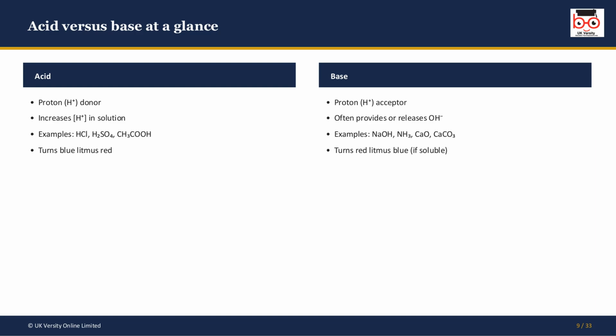Let's contrast acids and bases at a glance. An acid is a proton donor that raises the hydrogen ion concentration in solution. Examples include hydrochloric acid, sulfuric acid, and ethanoic acid, and an acid turns blue litmus red. A base is a proton acceptor that often provides or releases hydroxide ions. Examples include sodium hydroxide, ammonia, calcium oxide, and calcium carbonate, and a soluble base turns red litmus blue.